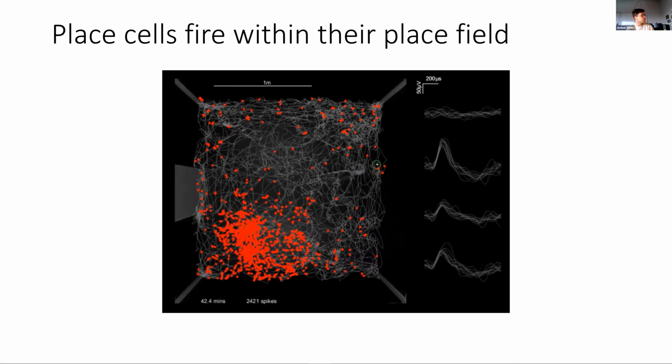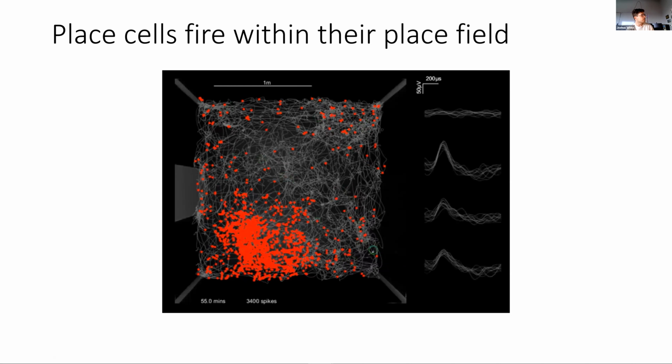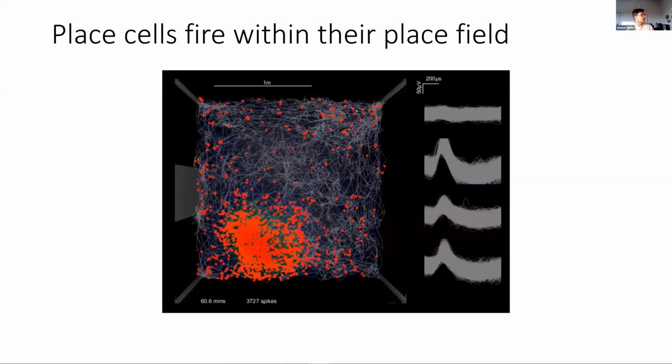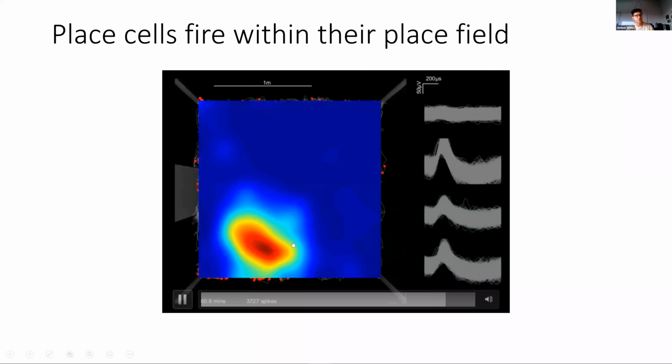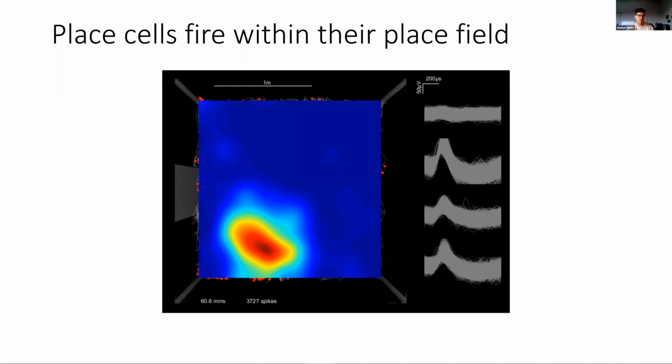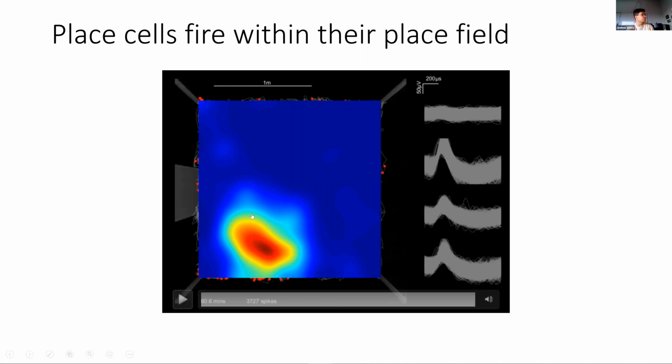So as the animal moves around, you can really start to appreciate that there's a preference in space that this neuron has. So this would be then that neuron's place field. So there's neurons within the hippocampus that have a tuning curve for a position in space. So this is in 2 dimensions, of course. So this is a place field that's developed in 2 dimensions.